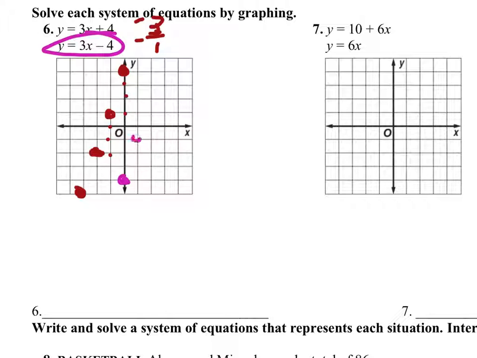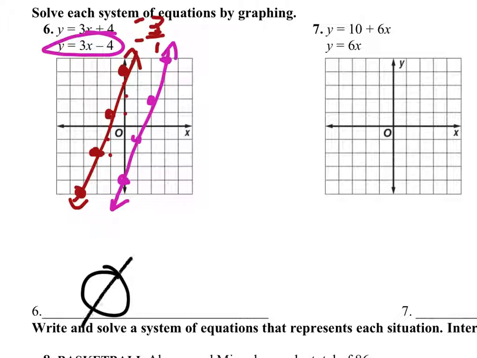I'll go up 3 to the right one, up 3 to the right one, up 3 to the right one. Okay. Well, this is good because these two lines are the same. They have the same slope, but they have different y-intercepts. So this one has no solution.